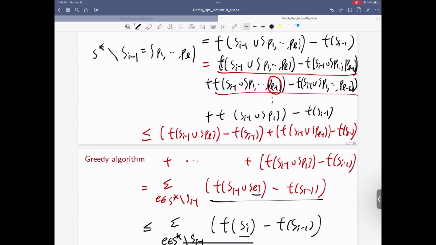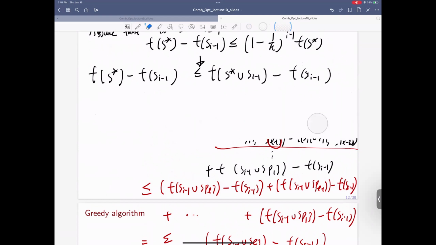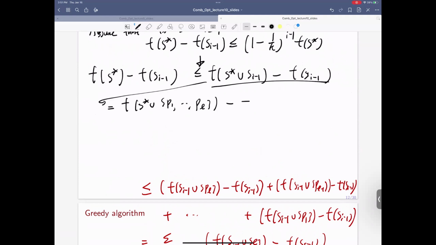Yeah, it was really messy. Let me delete all this. So this thing is equal to f of S star union P1 through Pl minus f of S star, Si minus 1 union f of Si minus. So far so good. Now I expand this summation.